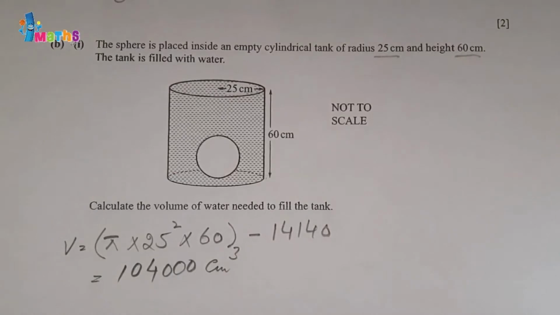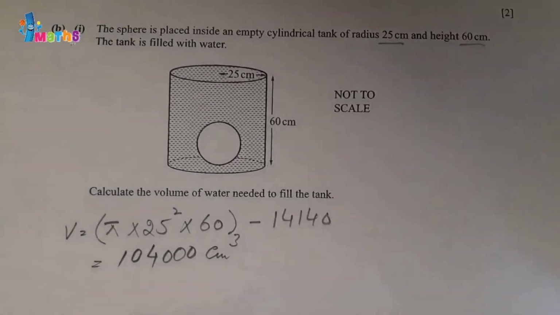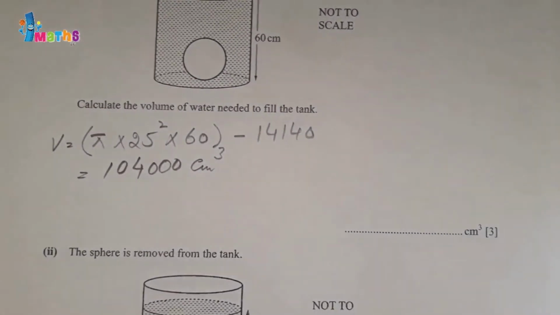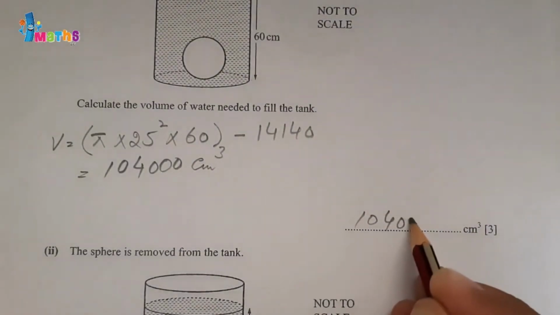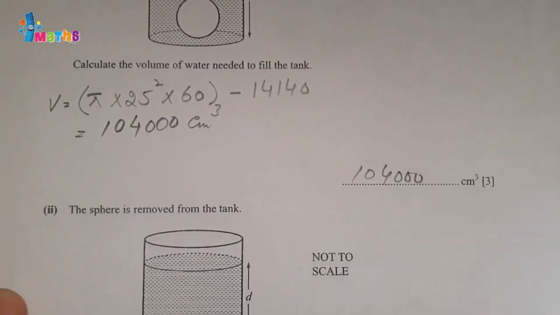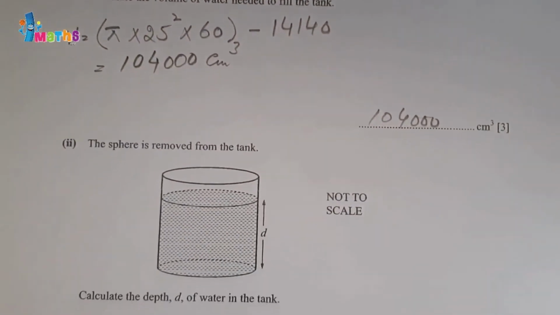So we will write the answer at the specific place. So the answer will be 104,000 centimeter cube. Part 2, the sphere is removed from the tank.